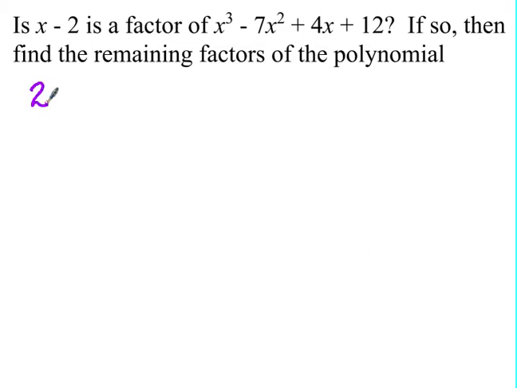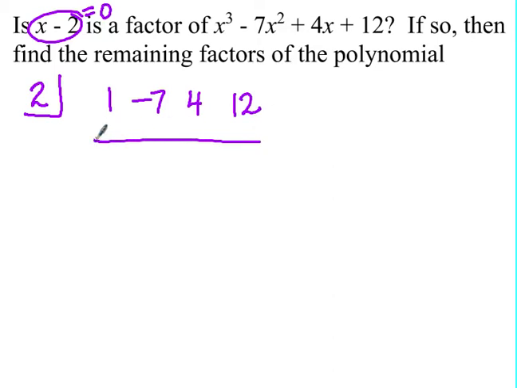I'm going to divide by 2. Remember, it's the solution if that was equal to 0. So it's always going to be the opposite. So in this case, a positive 2. My coefficients are going to be what? 1, negative 7, 4, 12. Yep. So let's go ahead and see if that's a factor. So is it a factor? Yep. So I throw this off, and what will my new quadratic be?